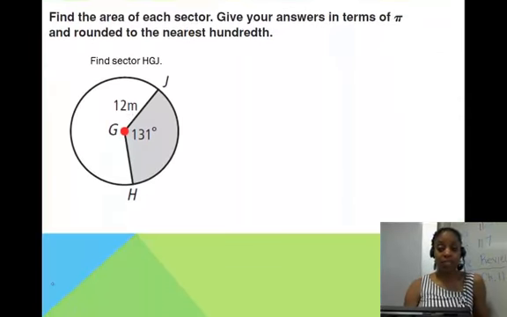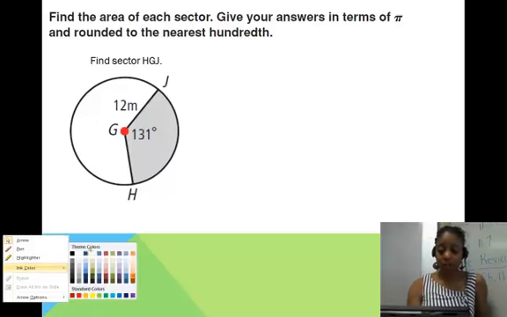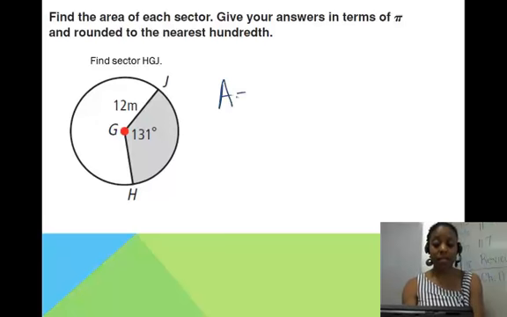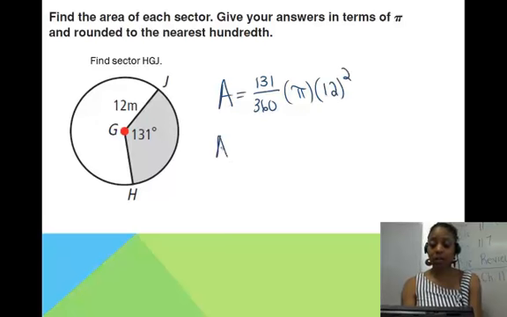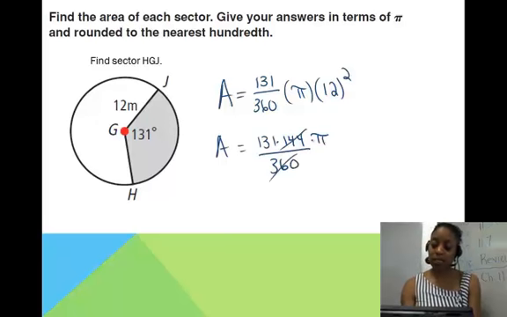So if we're looking at this one, it says find the area of the sector and give our answer in terms of pi and round it to the nearest hundredth. When I do this, the area of sector HGJ will be 131 over 360 times pi times the radius, which is 12 squared. So that gives us 131 times 144 pi over 360. We could at least cut these in half.